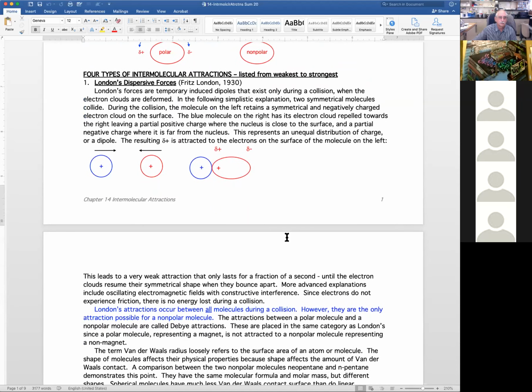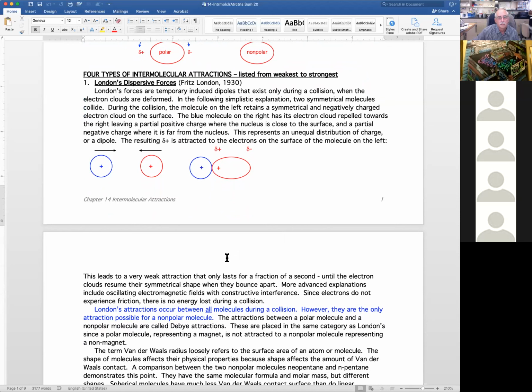So London's forces, and often confused with van der Waals. Van der Waals really means everything. London's forces are the very weakest. They only occur when the molecules actually collide with one another and they're deforming each other's electron clouds.